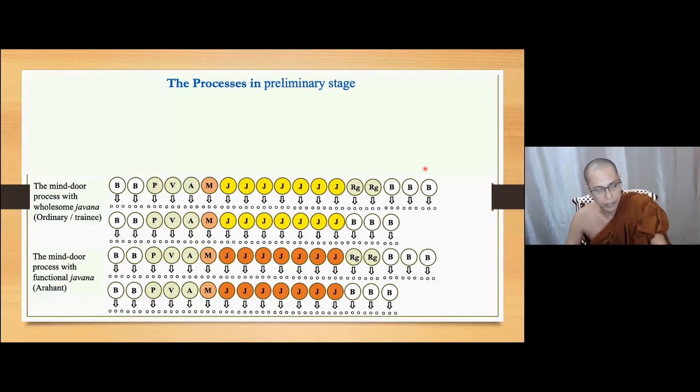Okay, so to make it clear, let's see from the beginning of the practice. This process we already studied. This is the mind process of wholesome jhana. So at the beginning, the meditator is focusing on the breath, or the original object, the arammana. As I mentioned, the object consists of materialities, which are regarded as kamavacara. So all types of materialities are kamavacara.